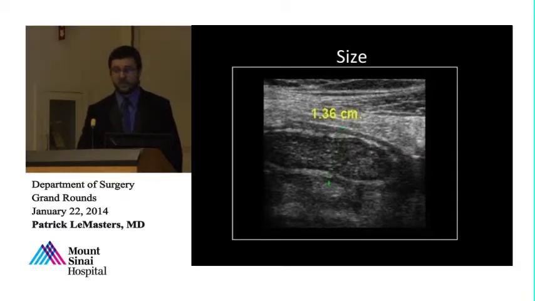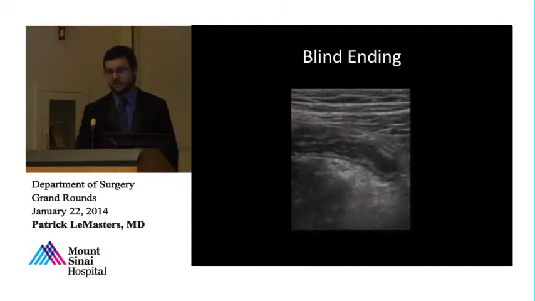Here's an appendix measuring 1.36 centimeters in size. Definitely meets the size criterion of greater than 6 millimeters. This one, you can basically see the finger of the appendix. You can see it's blind ending.